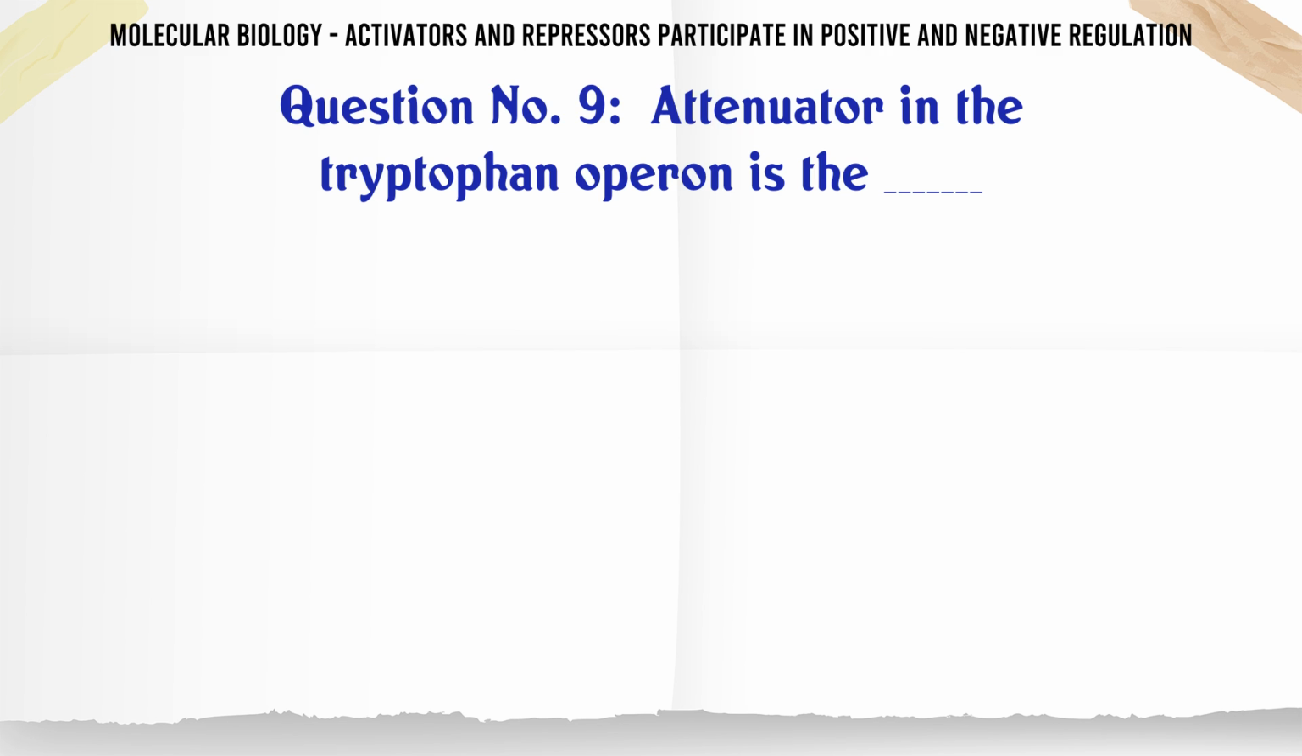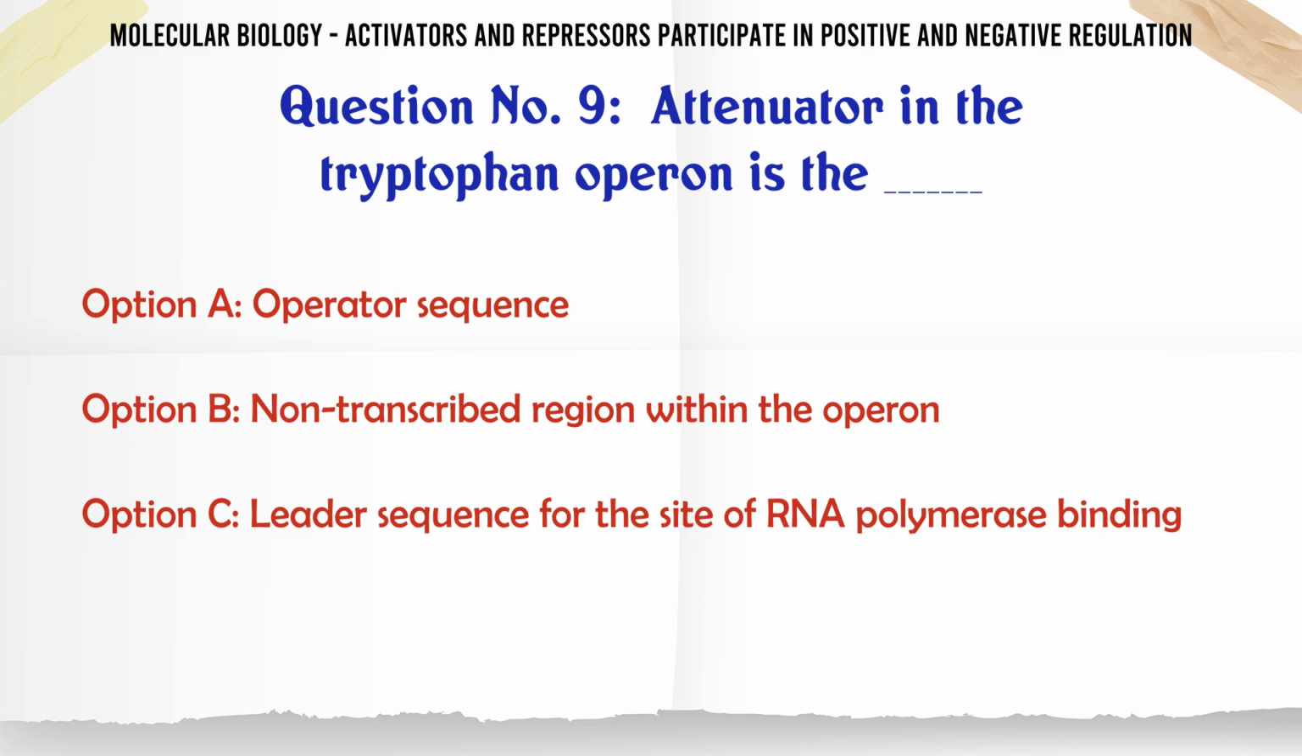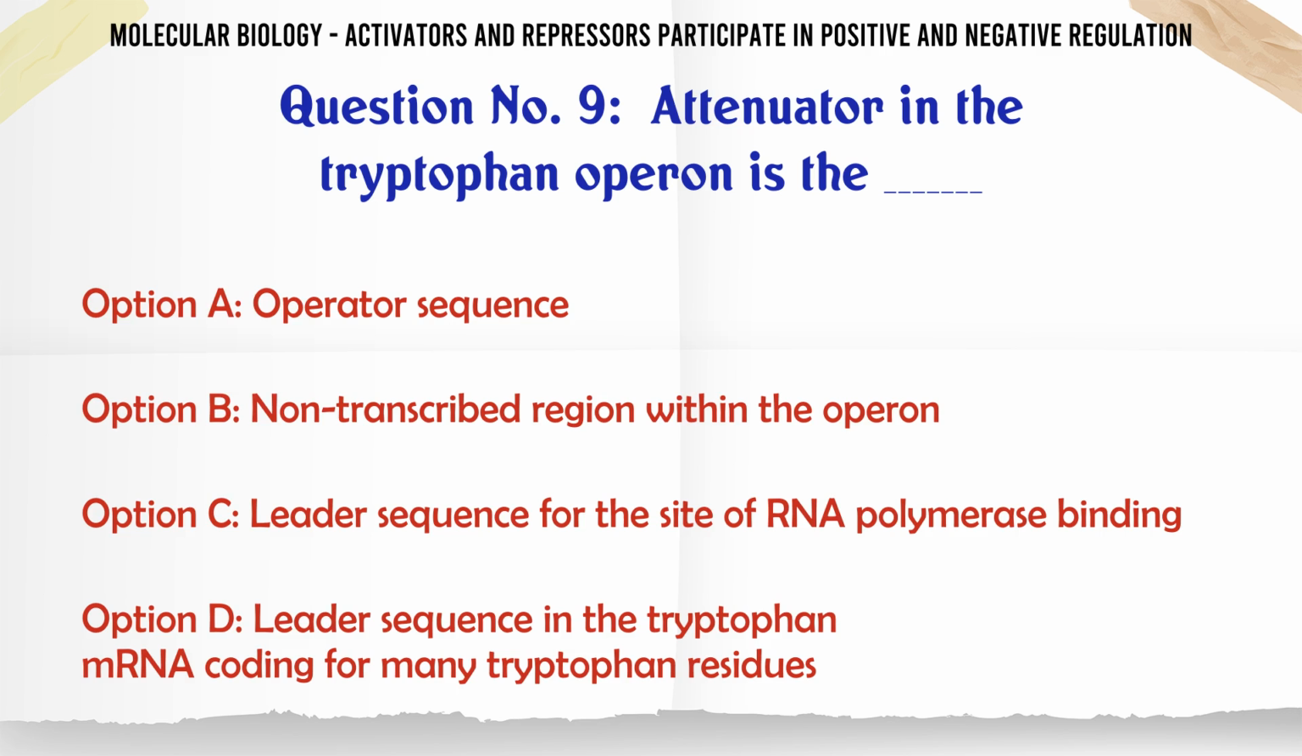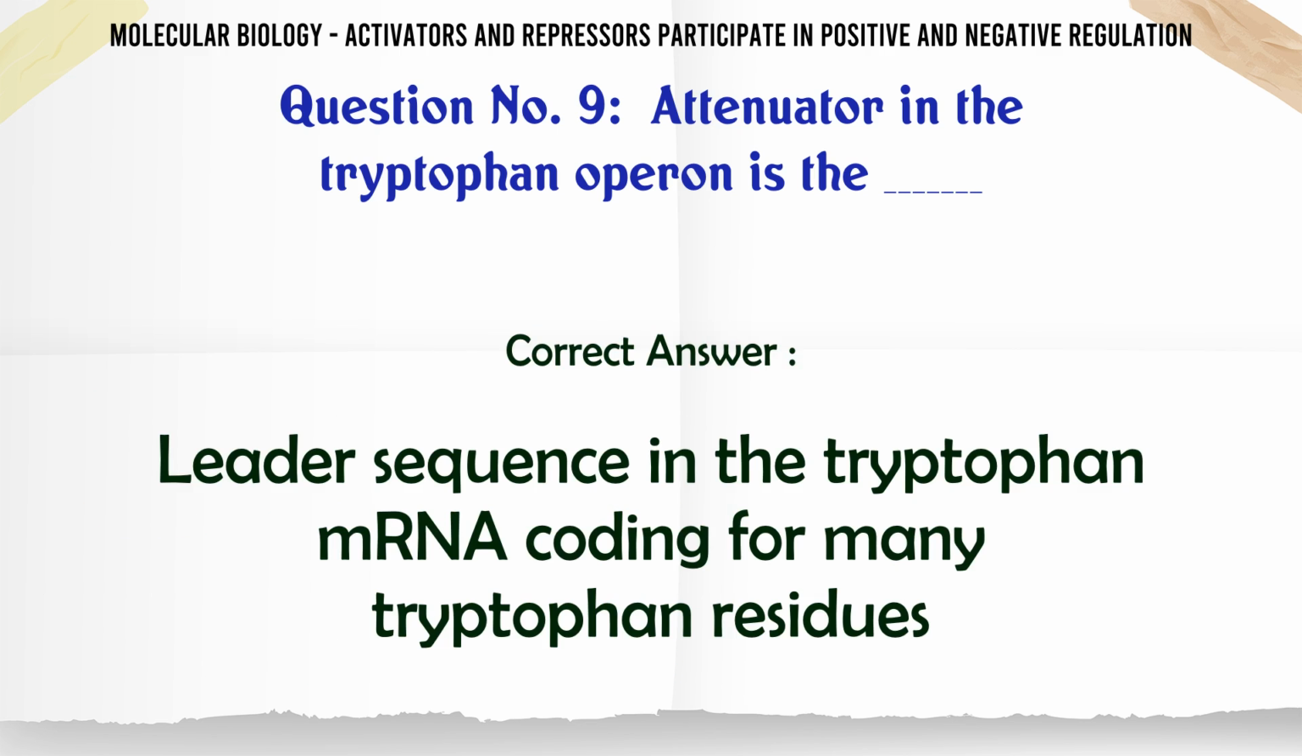Attenuator in the tryptophan operon is the A. operator sequence, B. non-transcribed region within the operon, C. leader sequence for the site of RNA polymerase binding, D. leader sequence in the tryptophan mRNA coding for many tryptophan residues. The correct answer is leader sequence in the tryptophan mRNA coding for many tryptophan residues.